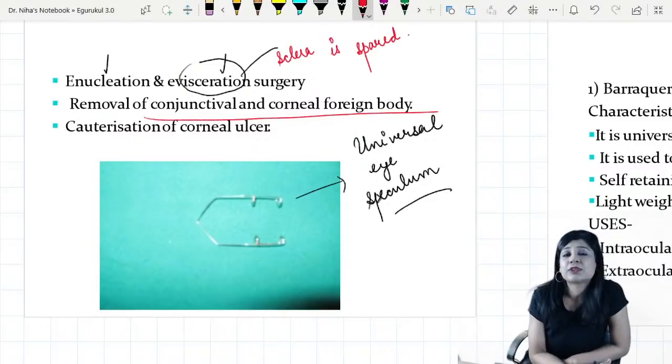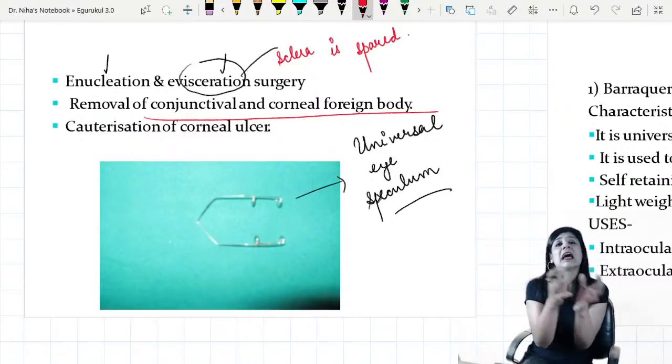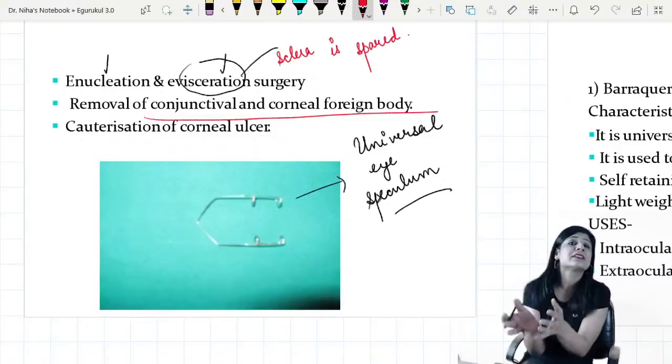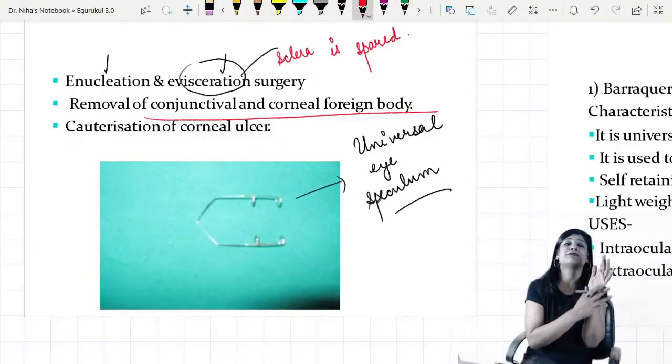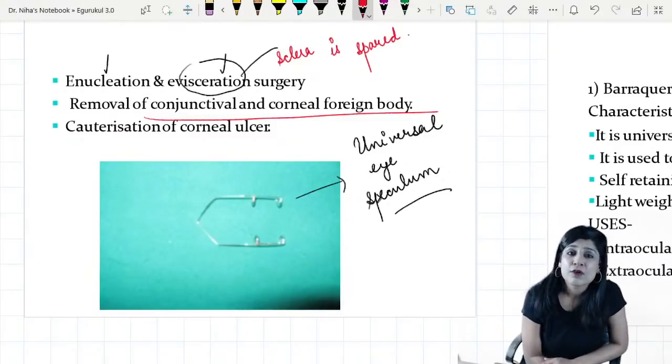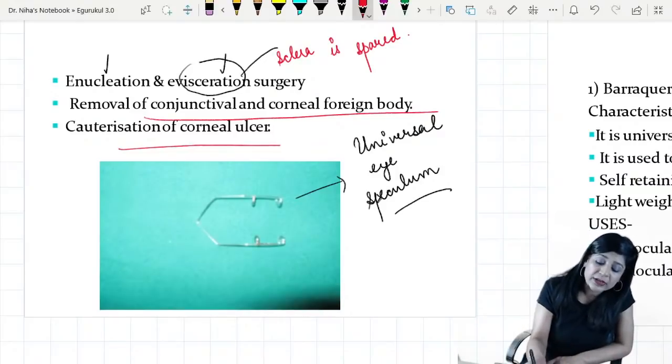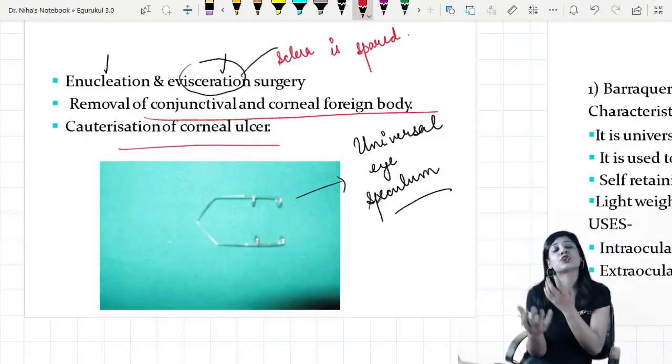And as I told you, the advantage of this speculum is that it is a universal eye speculum. So it can be used for both the eyes. You do not require a separate one for the right eye and for the left eye, and you can easily remove the foreign body. Third important thing is your cauterization of the ulcers.